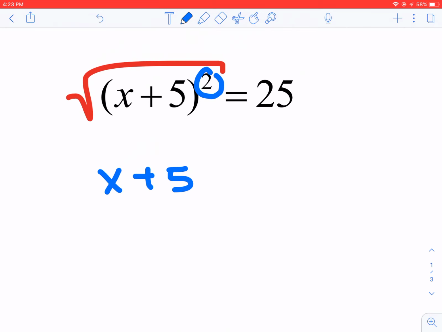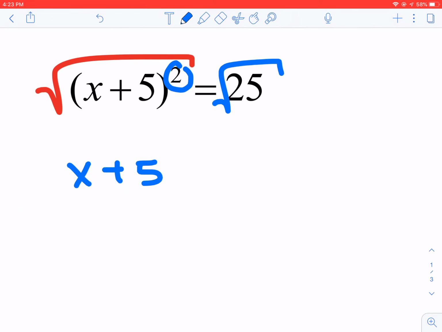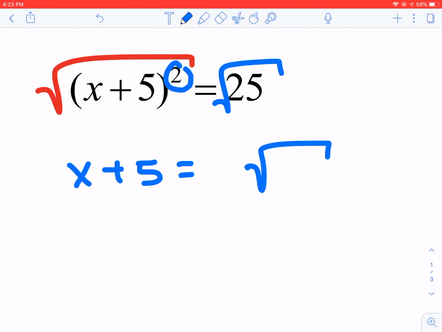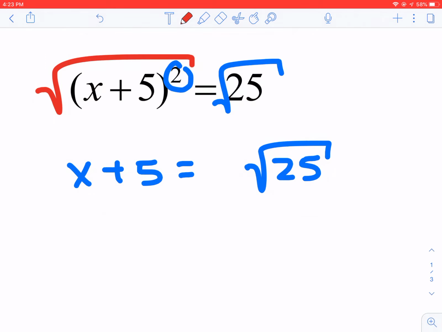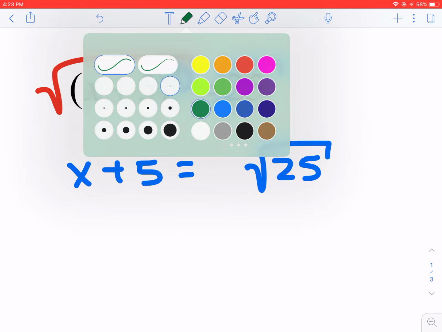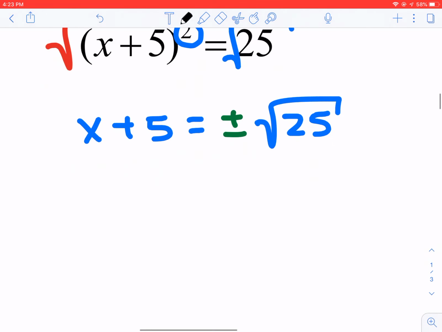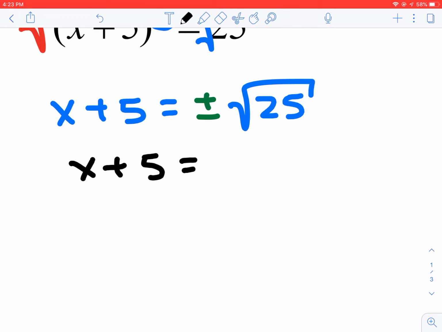If I square root the left side, I also must square root the right side. And remember, when you square root both sides, you need to introduce a plus or minus. That's really important. Do not forget the plus or minus. And I get x plus 5 equals, so the square root of 25 is plus or minus 5.